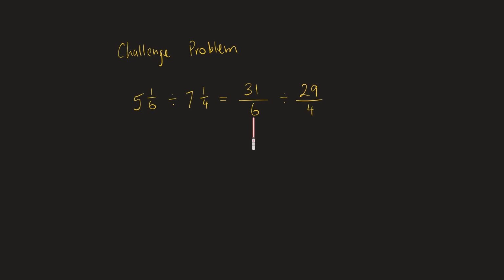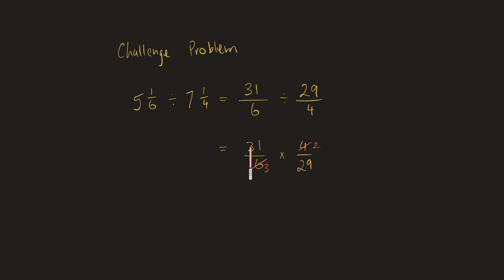Now that we've done that, what we need to do is change the division to a multiplication, take the reciprocal, so we flip the second fraction, so that's going to look like 4 over 29. And then we try and simplify. 6 and 4, 2 goes into both of those. So 6 divided by 2 gives me 3. 4 divided by 2 gives me 2.